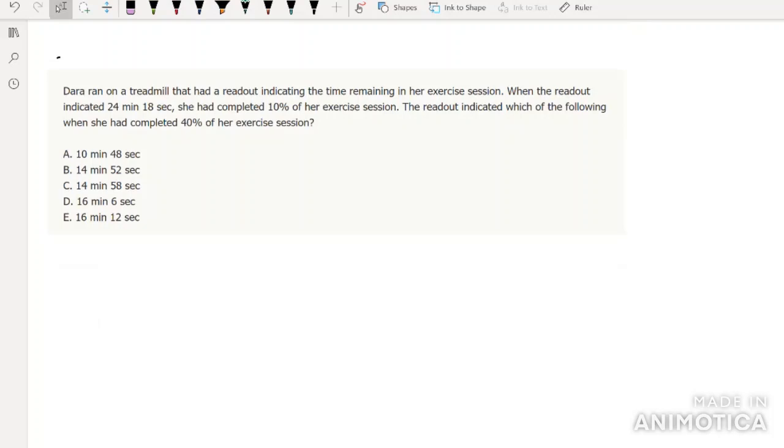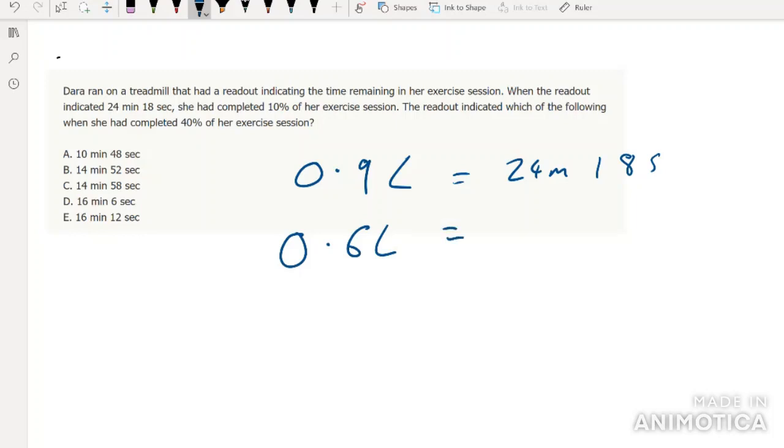Okay. Dara ran on a treadmill that had a readout indicating the time remaining in her exercise session. When the readout indicated 24 minutes 18 seconds, she completed 10% of her exercise session. So that means 0.9 of the length L equals 24 minutes and 18 seconds. The readout indicated which of the following when she completed 40%? Well, when she completed 40%, we've got 0.6 L equals question mark.